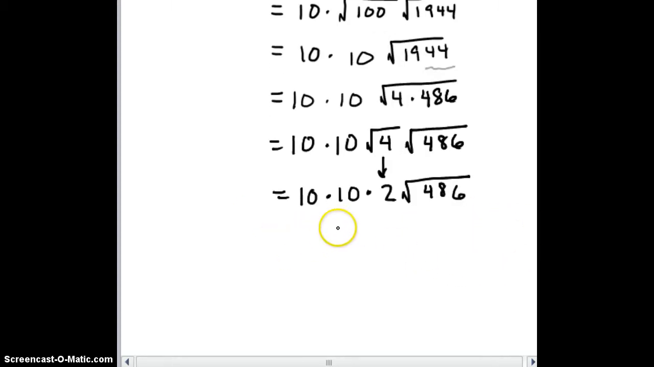Now I'm going to keep on going. It might be tough to see what another number is that will come out of there evenly. But you might remember that if you add the digits, in this case 4 plus 8 is 12, plus 6 is 18. If the digits add up to something that is divisible by 9, then the number itself is divisible by 9. So that's going to help us. 9 is a perfect square. This adds up to 18. Therefore, 18 is divisible by 9. Therefore, I know 486 is divisible by 9. I'm going to pull out that 9. And if I divide this by 9, I would get 54.